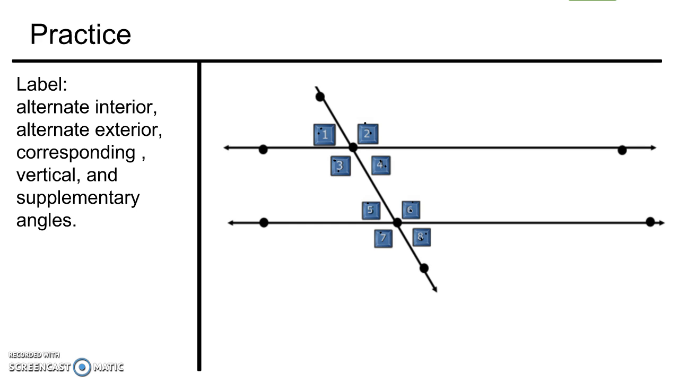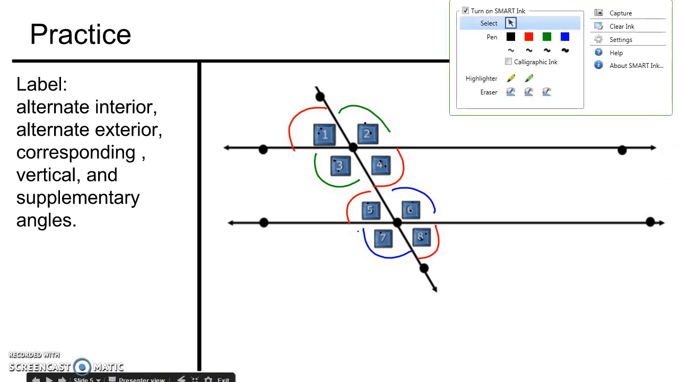I skipped vertical angles. Let's review vertical angles. Remember, they are directly across from each other, across from the vertex: 1 and 4, 5 and 8, 2 and 3, 6 and 7. All of those types of angles we just talked about, except for the supplementary ones, are going to be congruent, meaning their angle measures are the same.